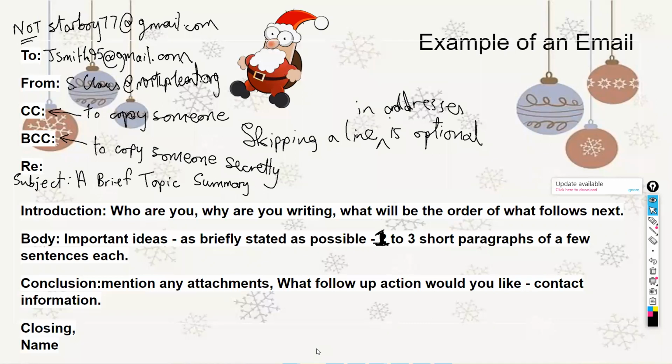All right, so in my from space here on the screen, with my terrible handwriting, I pretended that Santa Claus was responding to the letter. I put S Claus at North Pole at ENT because that was short for enterprises.org, right? But in real life, the from field will be autofilled in your email and it will be your email address, right? But you can put anything you want in there, honestly. I put S Claus at northpoleent.org, but you could put anything you want.